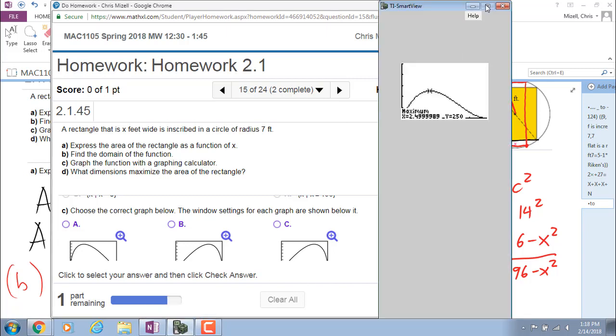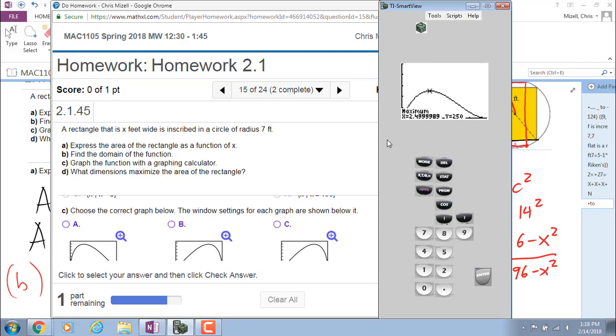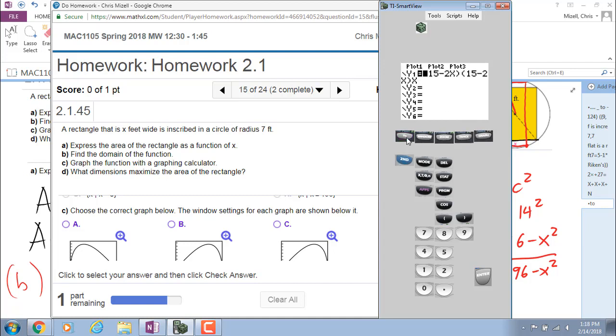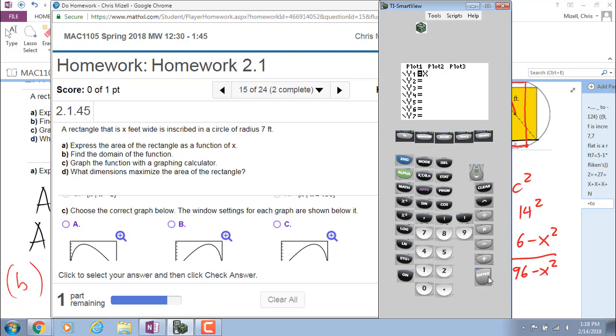What's that going to look like? Oh, the graphing calculator's being weird. Oh my. That is so weird. So what buttons do I need? I need Y equals. So Y equals, I believe it was x times the square root of 196 minus x to the second power. And I'm going to close the parentheses.